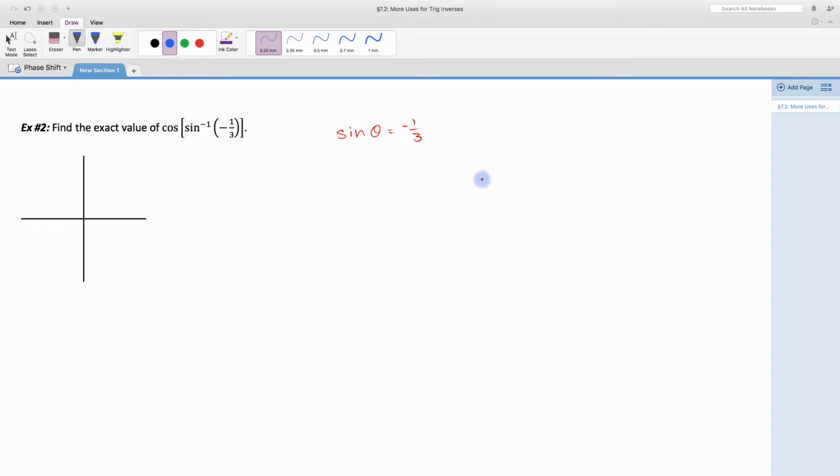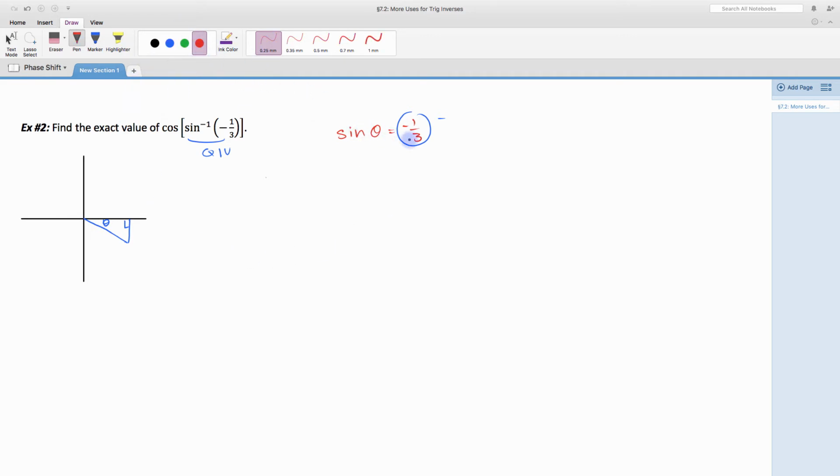We're trying to figure out what this angle measure is. Because this value is negative, that tells us the angle is in quadrant 4. So let's go ahead and draw a triangle here in quadrant 4. Sorry, guys. Okay, there we go. This is a triangle, and we have theta here.